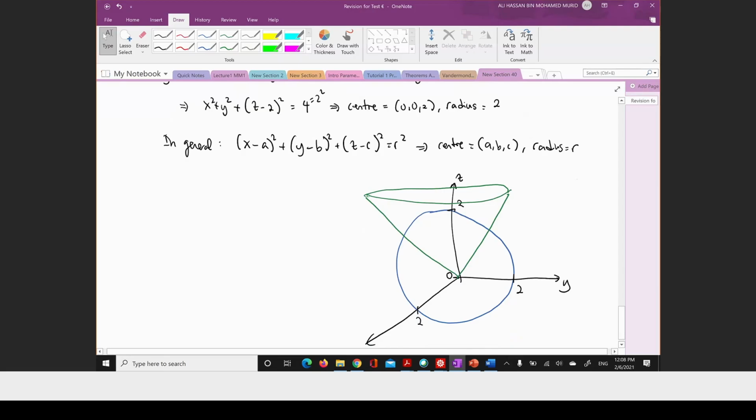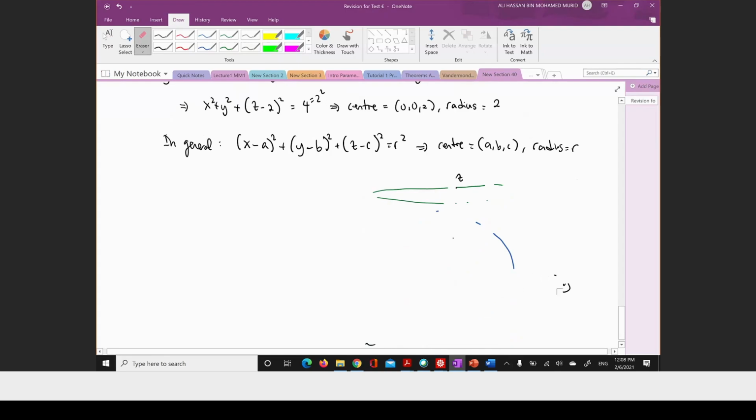Oh, I'm sorry, I'm sorry, the sphere. I made a mistake. It is no longer centered at 0, right? It is centered at (0, 0, 2). Sometimes I also make this careless mistake, you know. But we should always check our calculation as we go along.